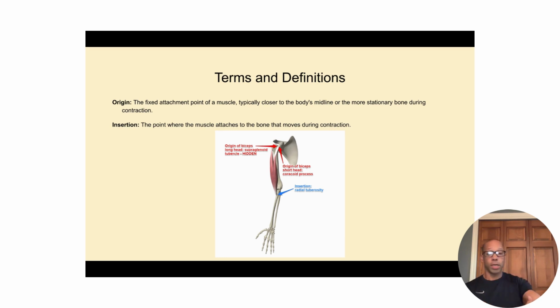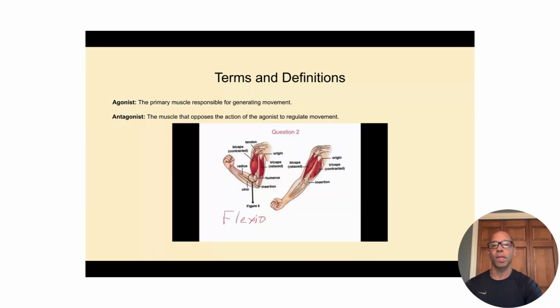The insertion of the biceps brachii is just on the other side of my elbow joint, so it's distal, but this is the joint that biceps brachii typically moves, okay? So the insertion is closer to the point of movement during contraction, muscular contraction, okay? So origin closer to the midline, insertion a little bit further. Insertion is where the movement typically takes place a little bit more often.